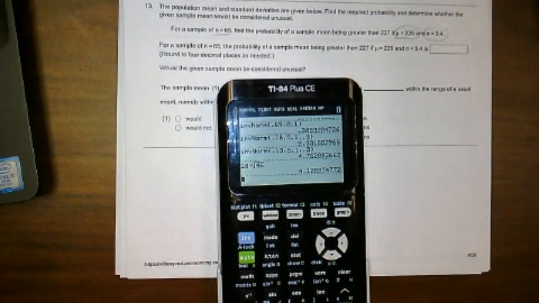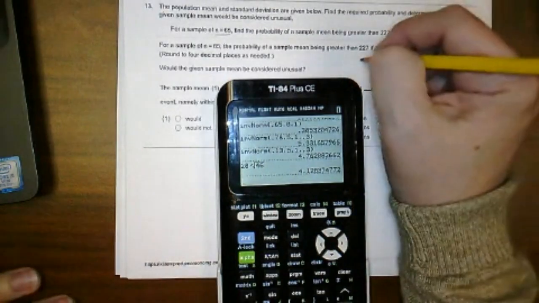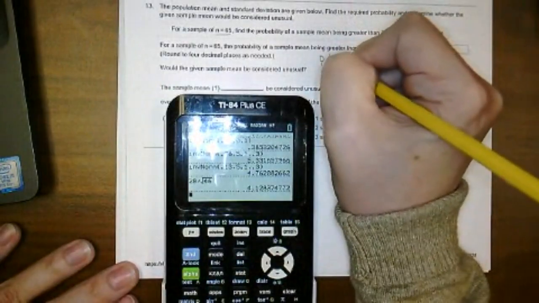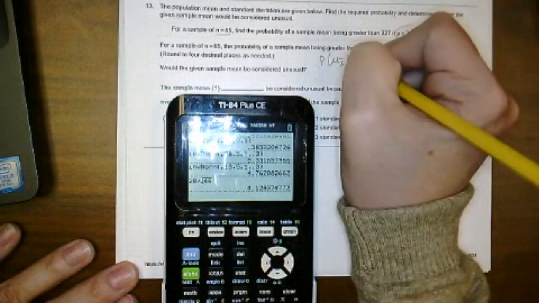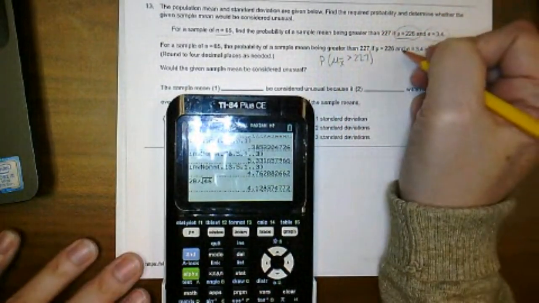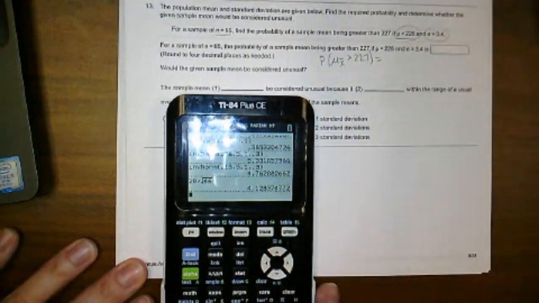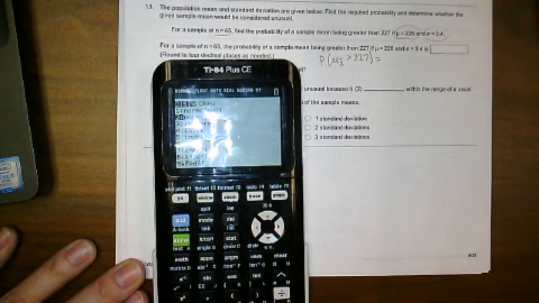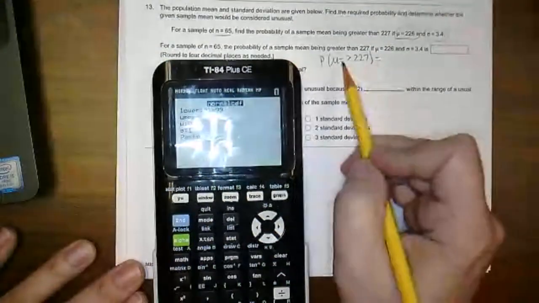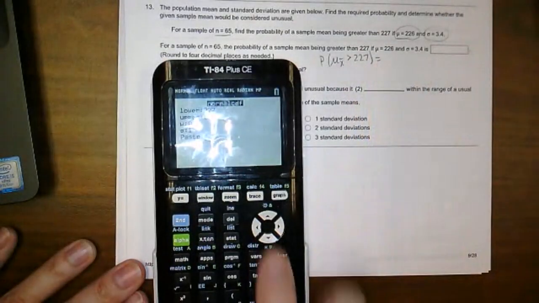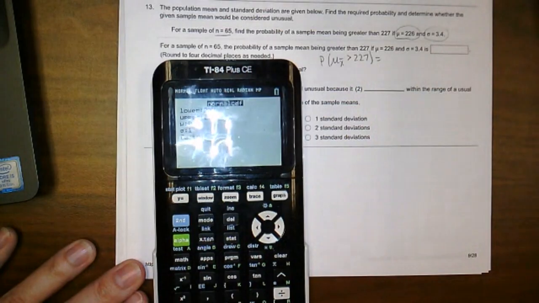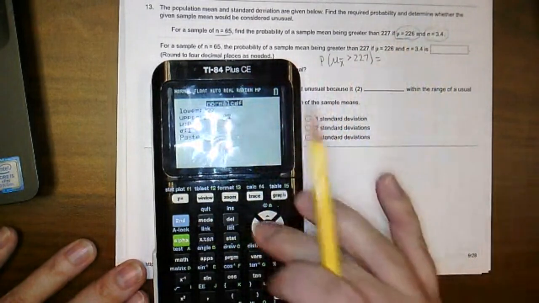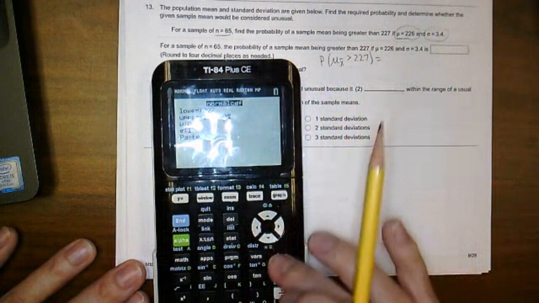Yeah. So on this one, we want to find the probability that it's greater than 227. So I'm going to go to second bars and go down to my normal CDF again. This time, if it's greater than 227, 227 is my lower limit. My upper limit, there's not one because it's greater than. So I put in 10,000 or use the default, whatever. I think I got 100,000, doesn't really matter.